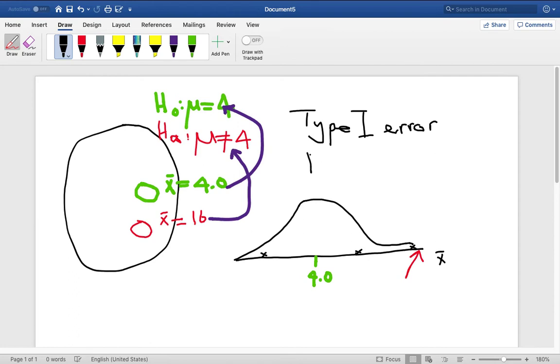A type 1 error will reject H0 when it is likely to be true.